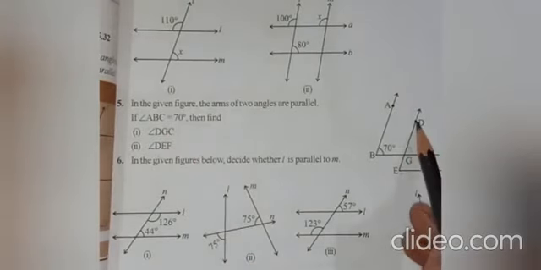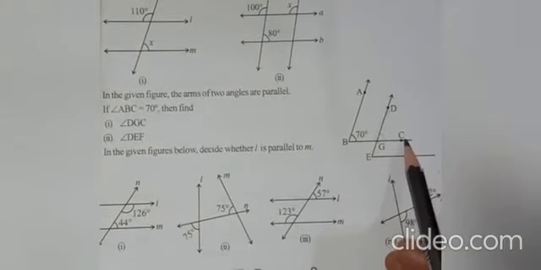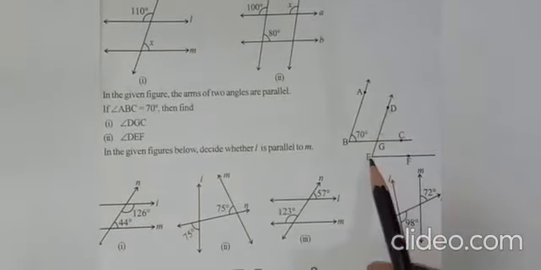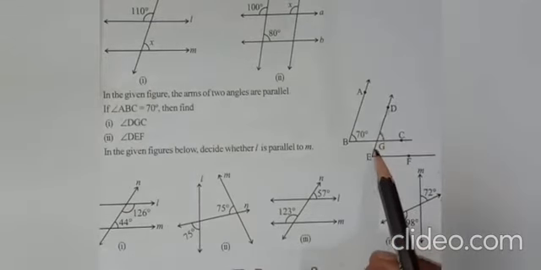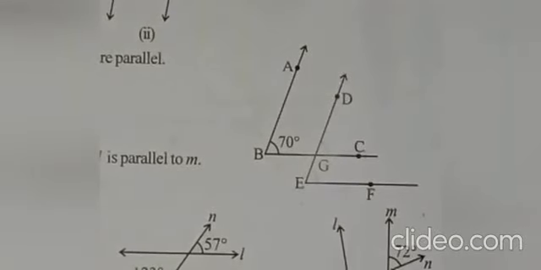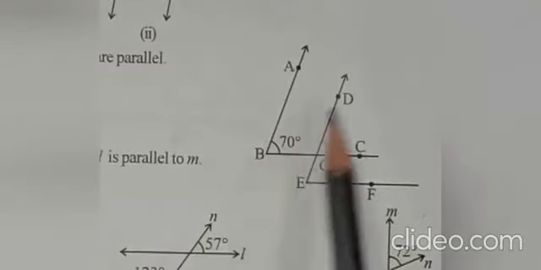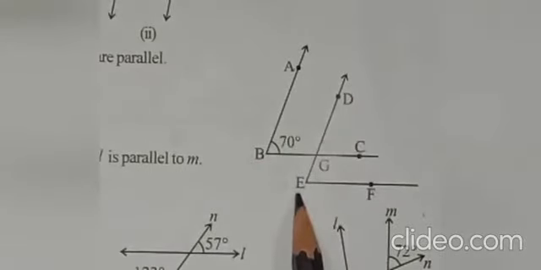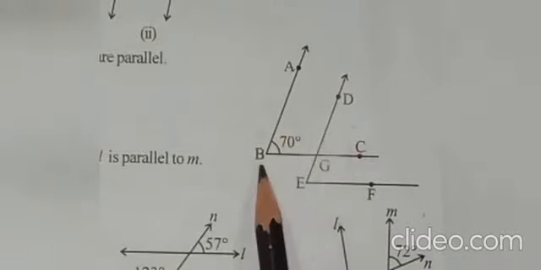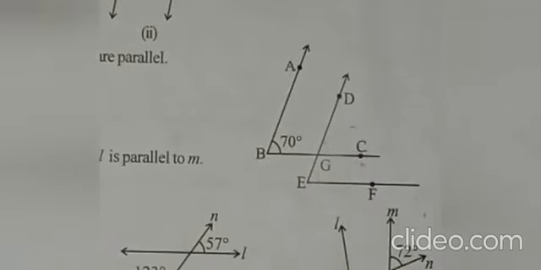You have to find angle DGC and another angle, DEF. Okay, let us see. It is already given that BC and EF arms are parallel. You can also see AB and DE are parallel. Both the lines here, AB and DE, BC and EF, all the arms are parallel.